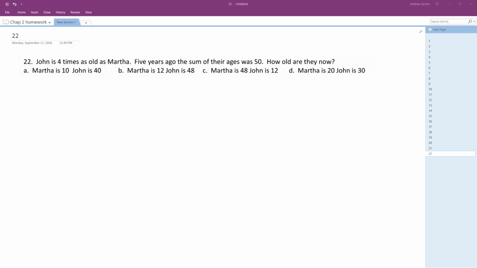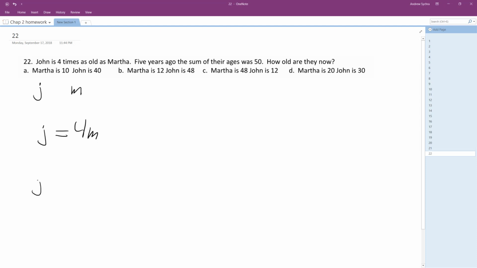John is four times as old as Martha. So we'll just call John J and Martha M. Alright, so John is four times as old as Martha, so four times Martha's age is equal to John. Five years ago, the sum of their ages was 50.